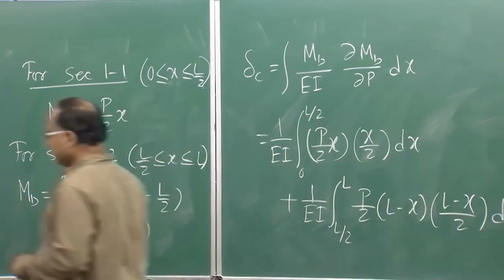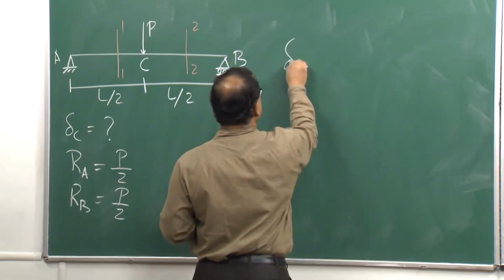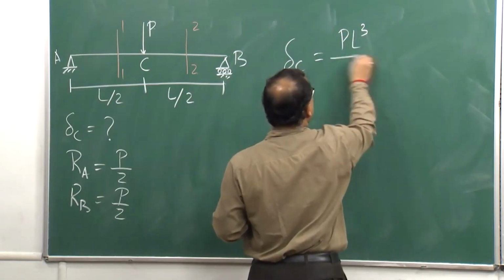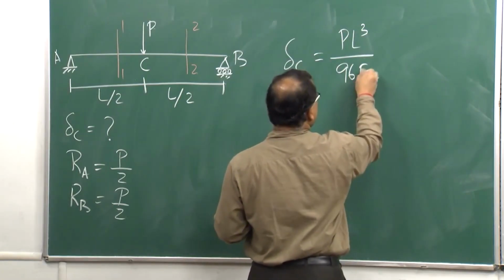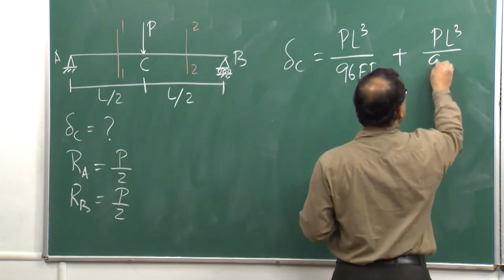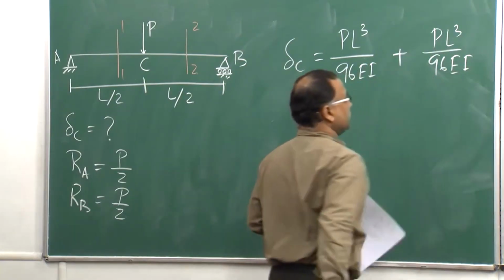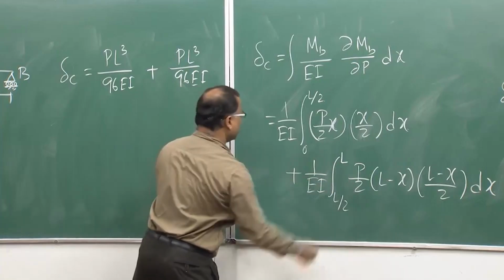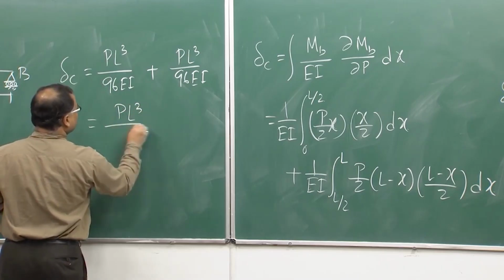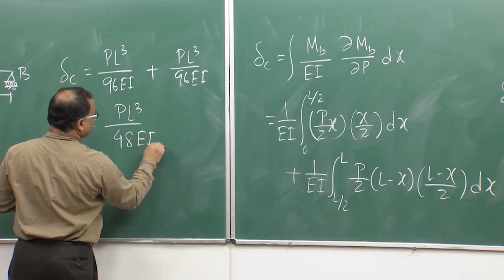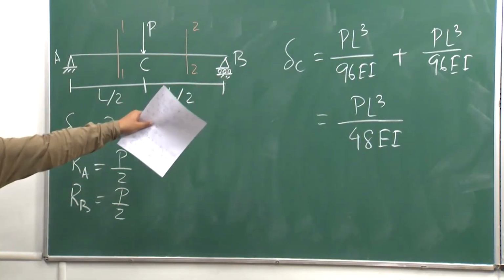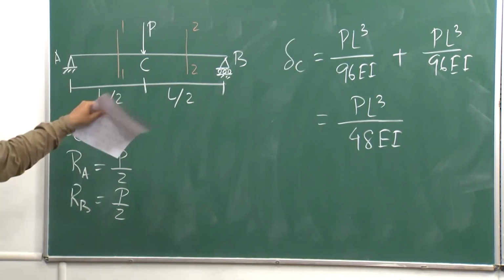If you do this integration, we get delta C equal to P L cube by 96 E I plus P L cube by 96 E I. So, this part will be giving you this. Finally, you will be getting P L cube by 48 E I. You can verify with your previous solution, right. So, now you see very simply we have got the solution for delta C.